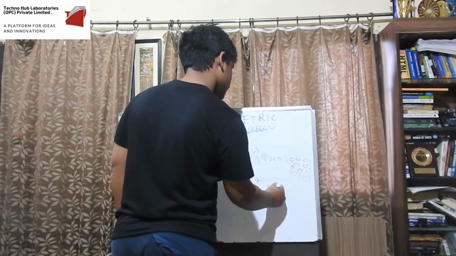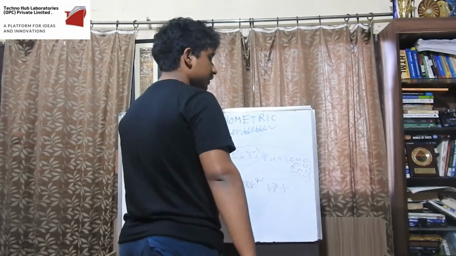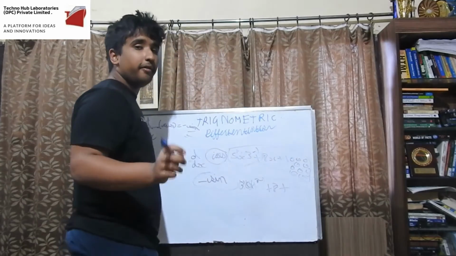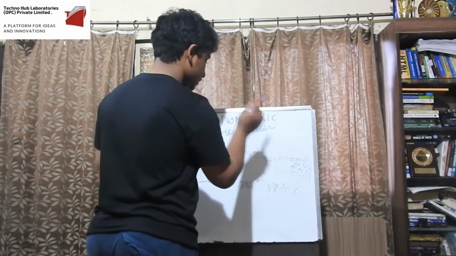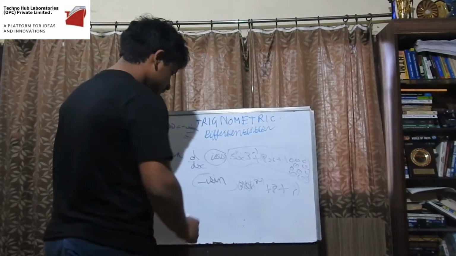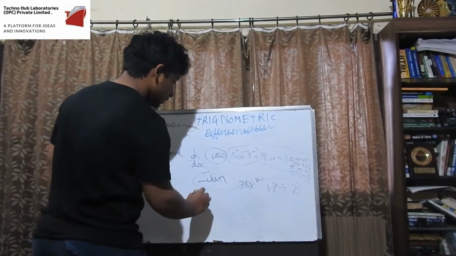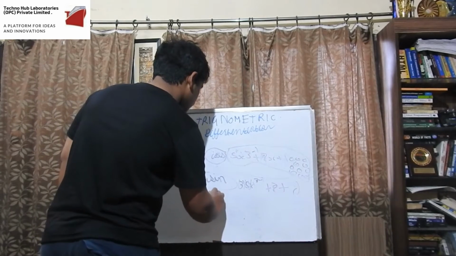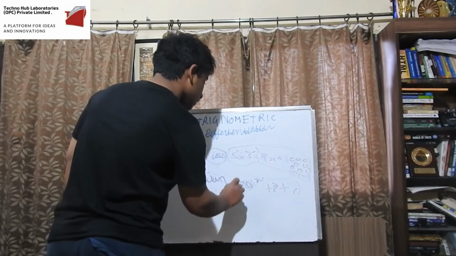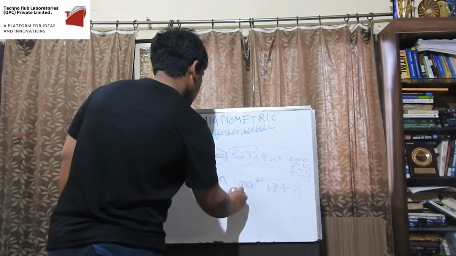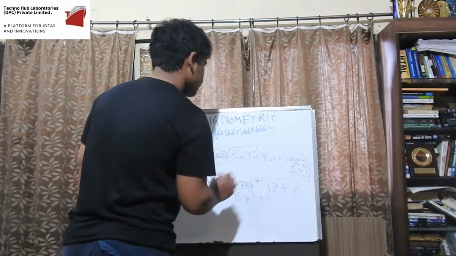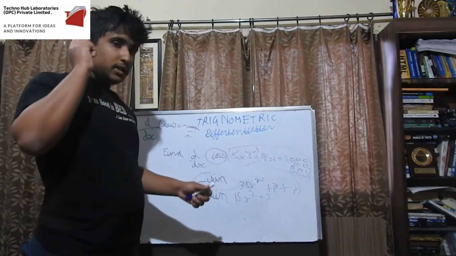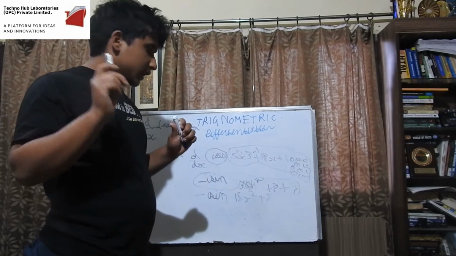So plus 8. And as I told you, the differentiation of a constant can never be anything but 0, so this whole thing will become 0. Okay, so now we will just solve it further. So it becomes like this: negative sine, 15x square, first we'll write it, plus 8. So this is the thing. Now I'll just tell you how we will write it.